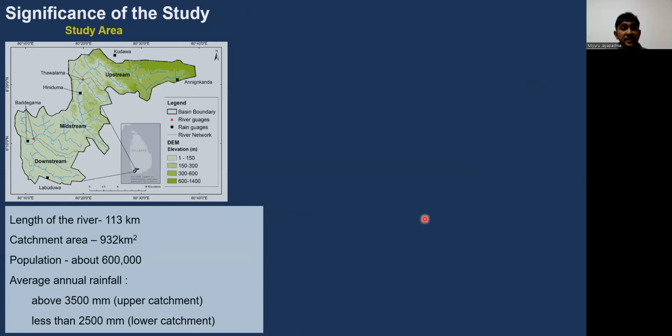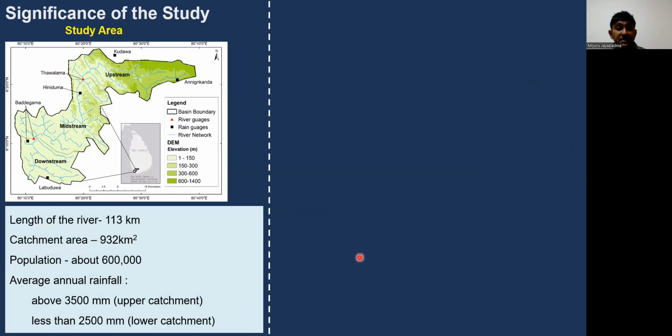So I chose the Ging River Basin in Sri Lanka for my study. As you may all know, Sri Lanka is an island located in the Indian Ocean, and the river basin I chose for my study is located in the southwestern part of the island. And why I chose this river basin for my study is that this river basin has been subjected to frequent flooding in the recent past.